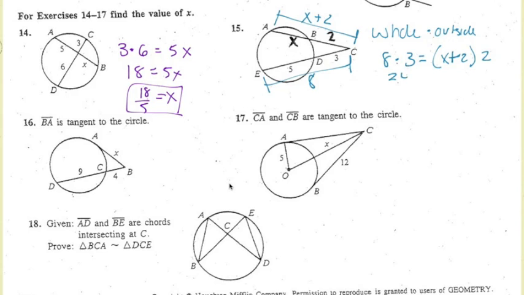Solve this. We multiply and get 24, and we distribute that to 2x plus 4. Subtract the 4, and we get an answer of 10.